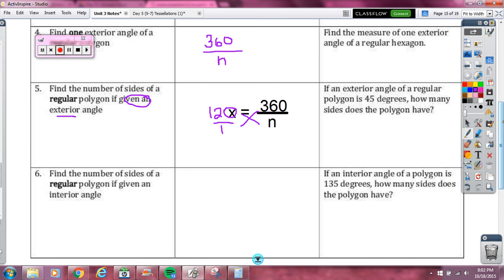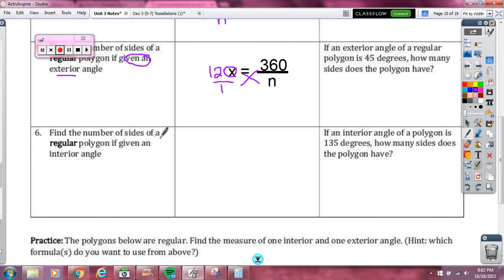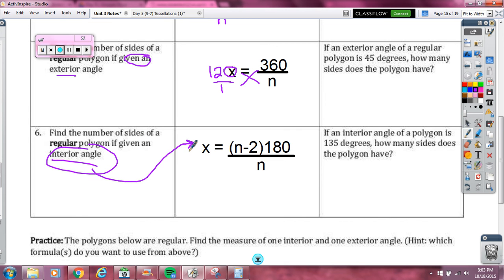Same thing for part 6. Find the number of sides of a regular polygon if I'm given an interior angle. So for one interior angle of a polygon, I'm going to have to do n minus 2 times 180 to figure out what that sum of the interior angles is. Divide by n to find just one of them. And here I'm going to know the measure of the interior angle. So I'm going to plug that in for x and solve for n.